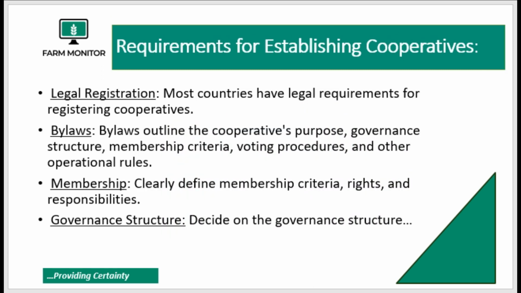What are the requirements for establishing cooperatives? I'll list some of them. There is a legal registration. Most countries have legal requirements for registering cooperatives. This typically involves preparing bylaws, submitting a lot of paperwork, and fulfilling specific registration criteria.